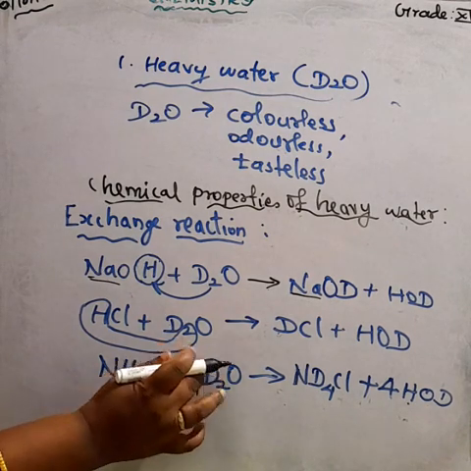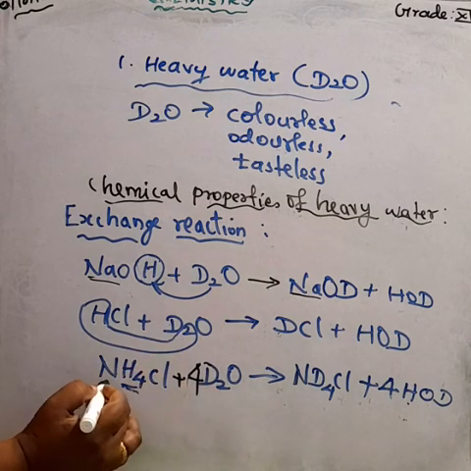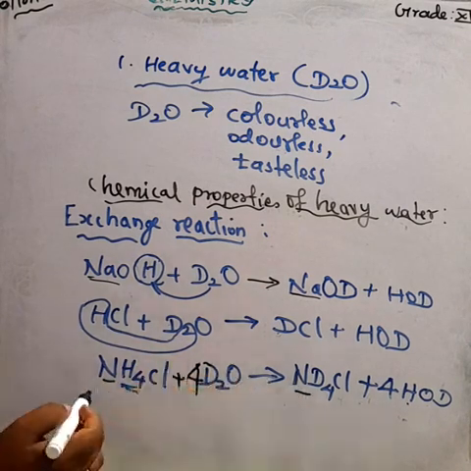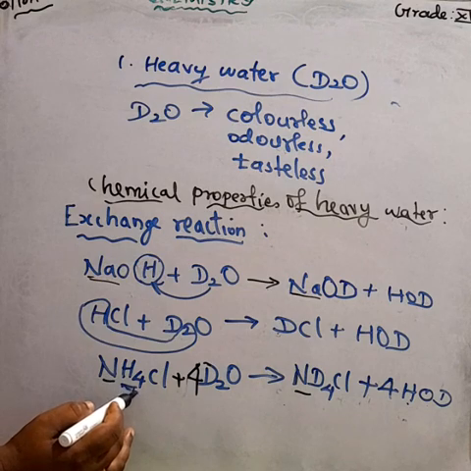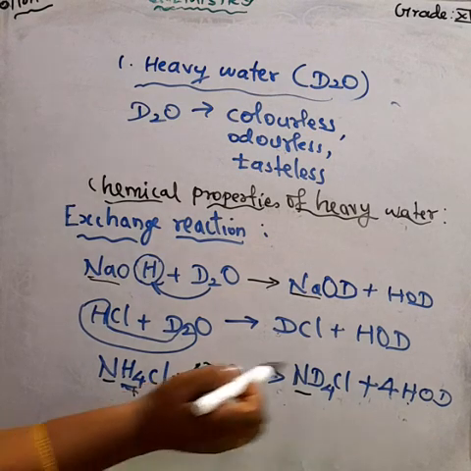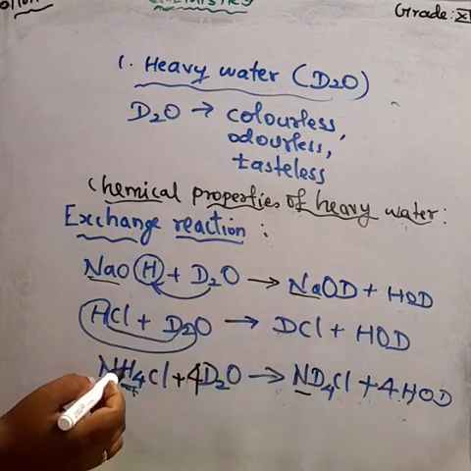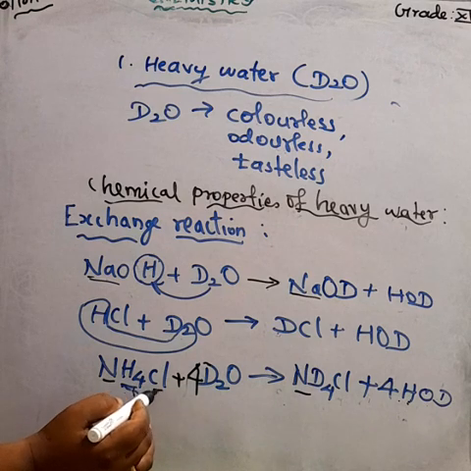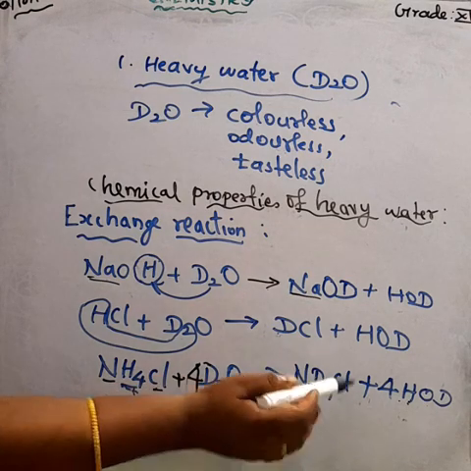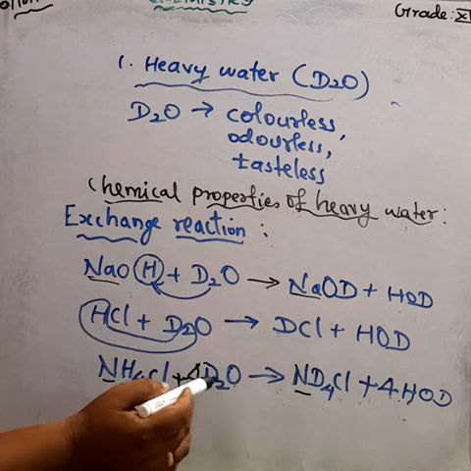Deuterium is balanced now. Nitrogen: only 1 here, and only 1 here. Hydrogen: totally 4 hydrogen here and 4 here. Chlorine: only 1 here and 1 here. Oxygen: 4 oxygen here and 4 here.